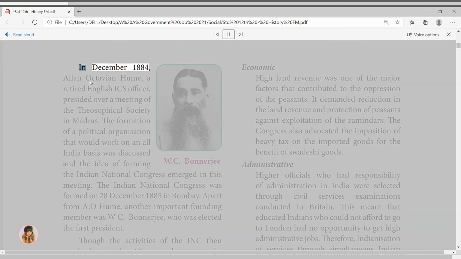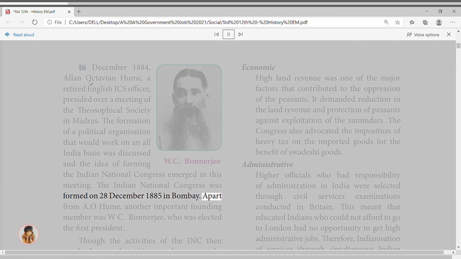In December 1884, Allan Octavian Hume, a retired English ICS officer, presided over a meeting of the Theosophical Society in Madras. The formation of a political organization that would work on an all-India basis was discussed, and the idea of forming the Indian National Congress emerged in this meeting. The Indian National Congress was formed on December 28, 1885 in Bombay.